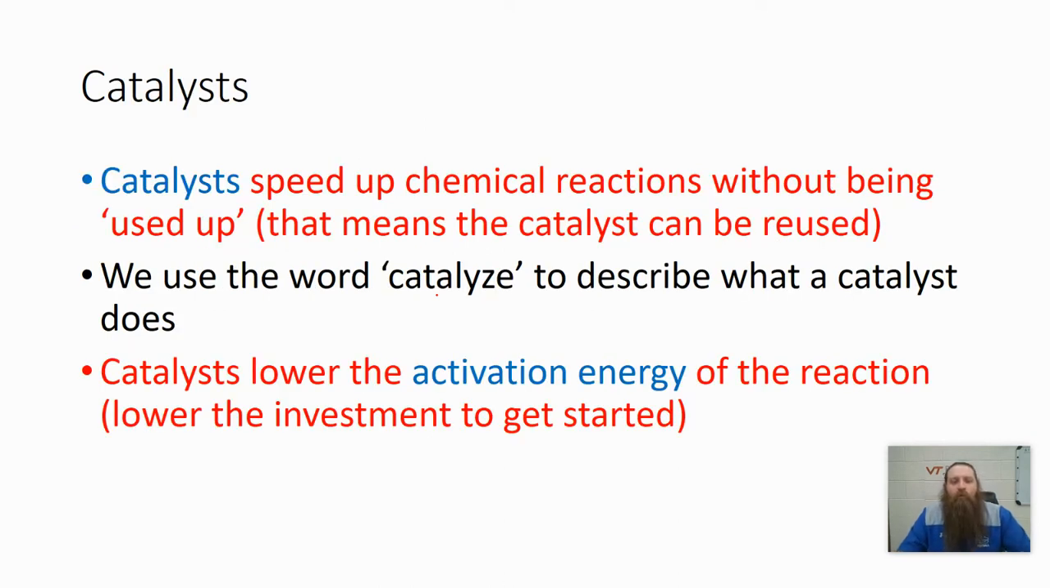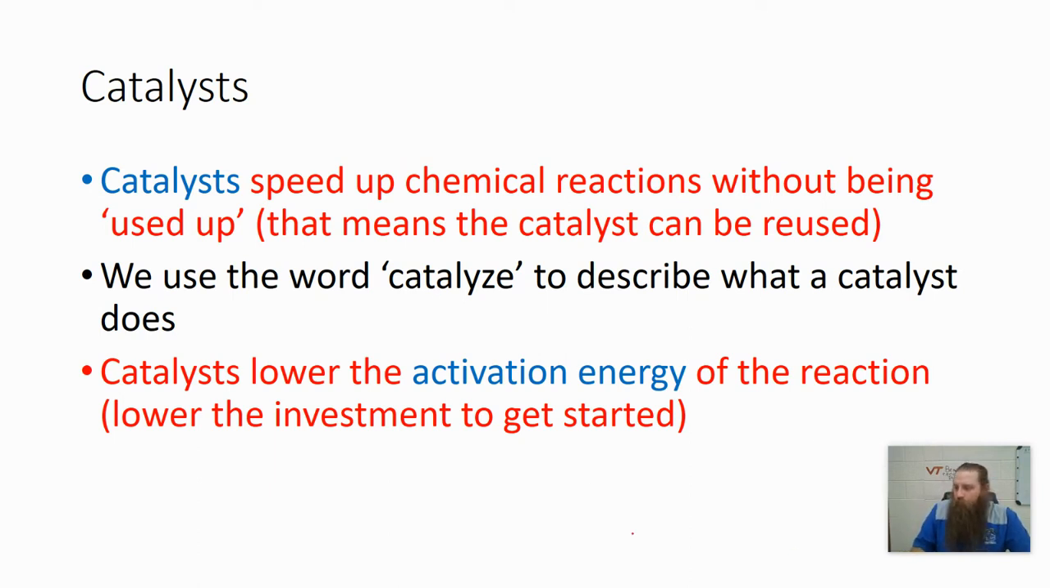In order to do this, it uses a catalyst or an enzyme. Here's the definition of a catalyst: a catalyst speeds up chemical reactions, and it isn't used up in the process. So you can reuse a catalyst over and over again. Catalyze is the verb form of what a catalyst does, so a catalyst catalyzes the reaction. When we look at what they do, they lower the activation energy of a reaction.